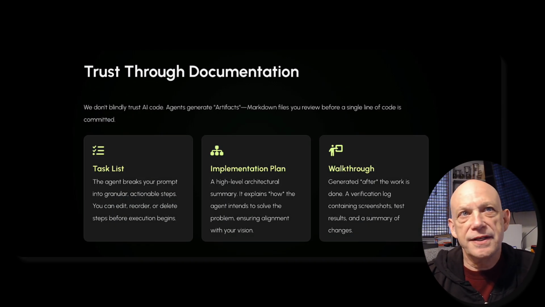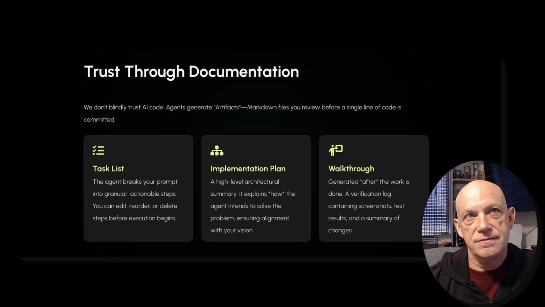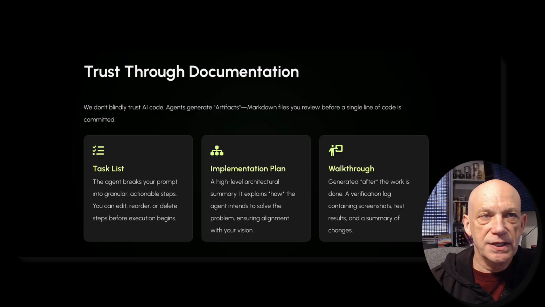Now, we shouldn't blindly trust AI code. That is why these agents generate artifacts. These are markdown files that you review before a single line of code is committed.